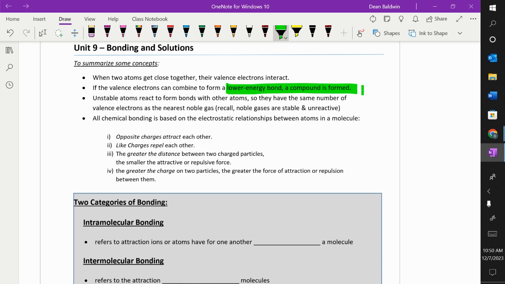Everything wants to be a noble gas because those are stable, so that's why they take electrons or they share electrons.